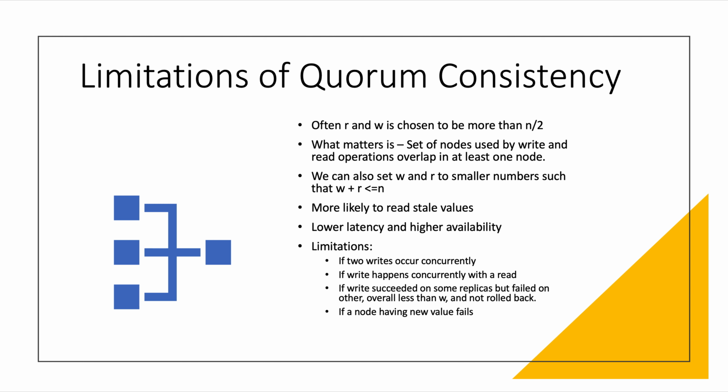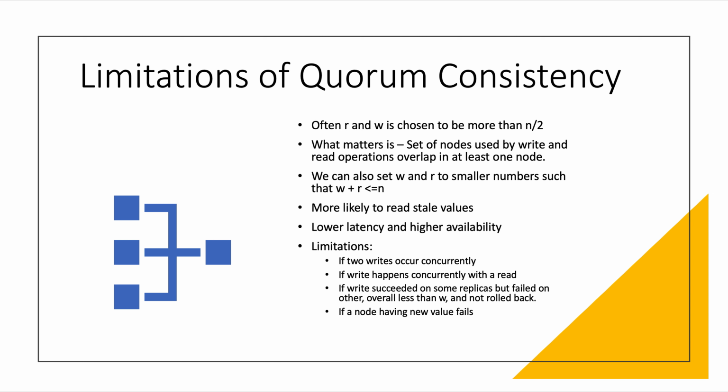So only after the number of reachable replicas falls below W or R nodes, the database will become unavailable for writing or reading. However, with this W plus R greater than n approach, there are still edge cases where we will read stale values. So let's see some of them.